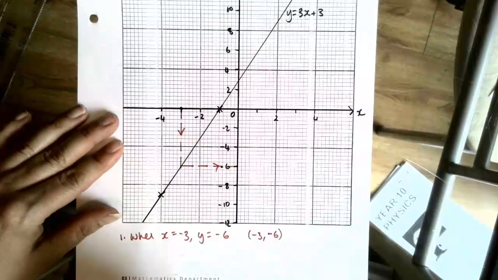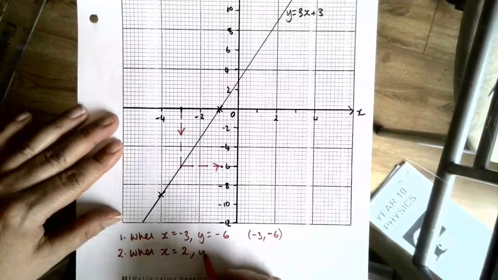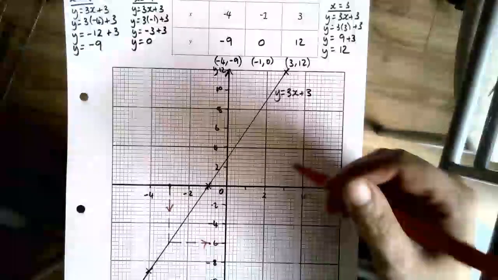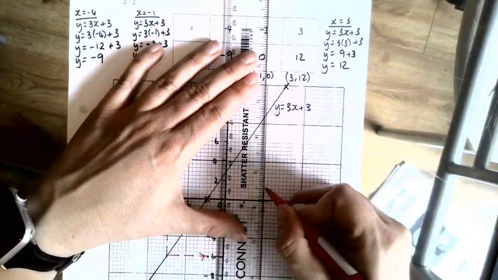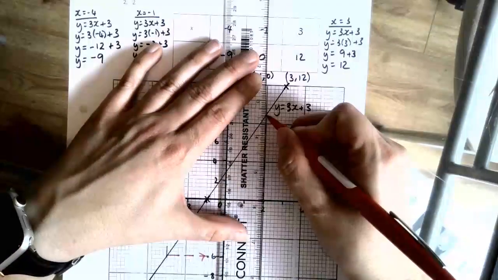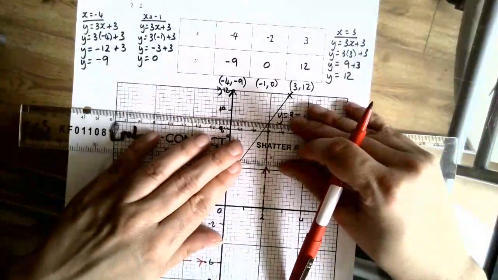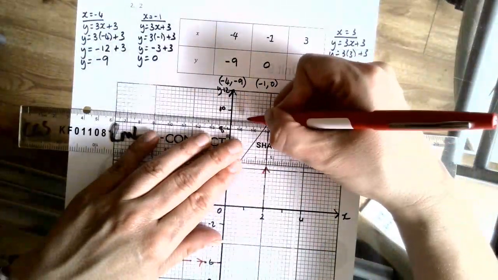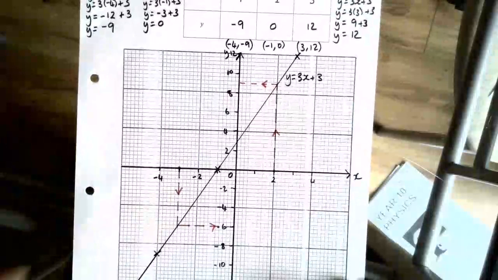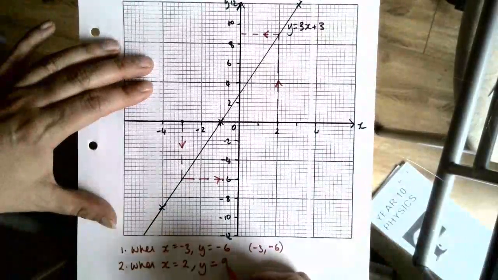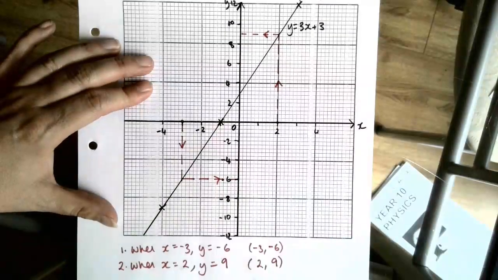And the other one, number 2, was asking us to find y whenever x is 2. So we do the same again. So we go to x is 2. We go up until we hit our line. And then go across and read off what number that is. So this one's halfway in between 8 and 9. So it's going to be 9. Or sorry, it's halfway between 8 and 10, so it's going to be 9. So whenever x is 2, y is 9. So that gives us the coordinates 2, 9.